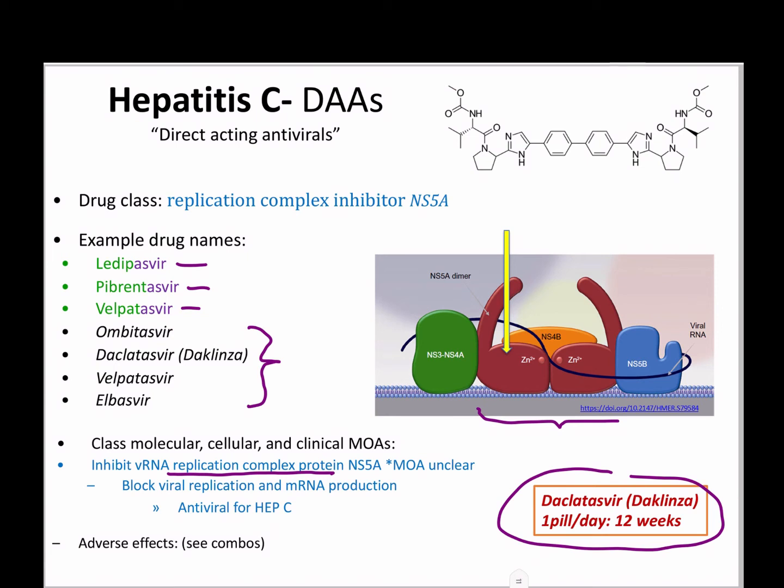But one of the most interesting things you can look at, the structure, is that both sides of it are exactly the same. And so it's going to be able to sit in here right where those two subunits of the NS5A dimer are occurring. So because it's blocking that replication complex, which is necessary to produce new viral RNA, you're not going to actually be able to produce mRNA, so no proteins, and you're not going to be able to produce additional RNA for new viruses. So you're really going to be able to block both replication and protein production.